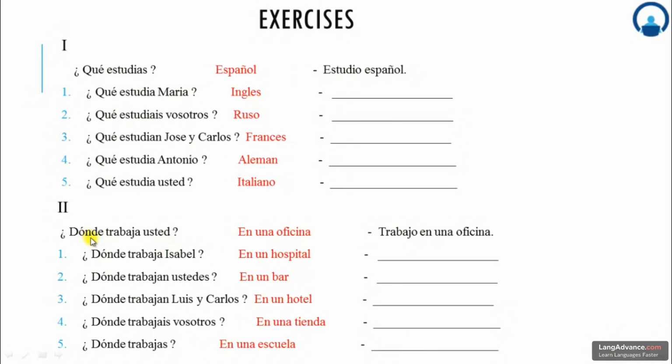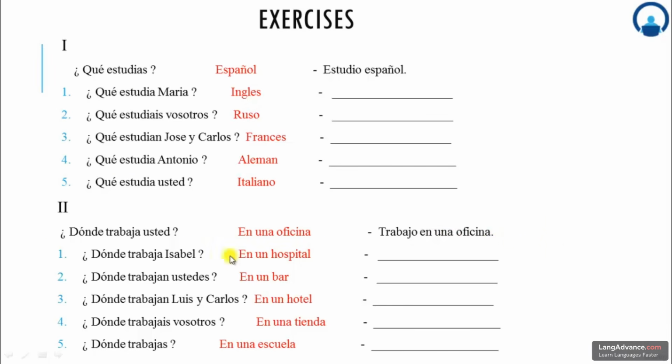For example, ¿Dónde trabaja usted? That means where do you work. Usted means you polite, said in a respected manner. So, where do you work? The answer given is en una oficina. That means in an office. So, the answer framing will be like this. Trabajo en una oficina. That means I work in an office.